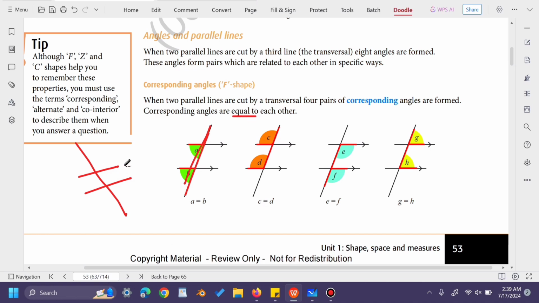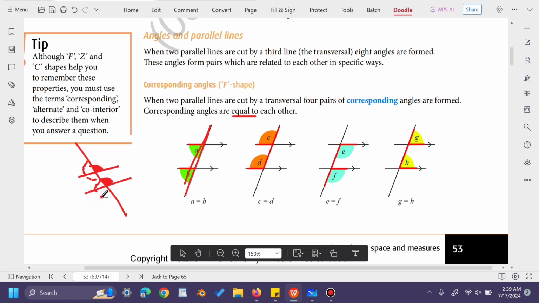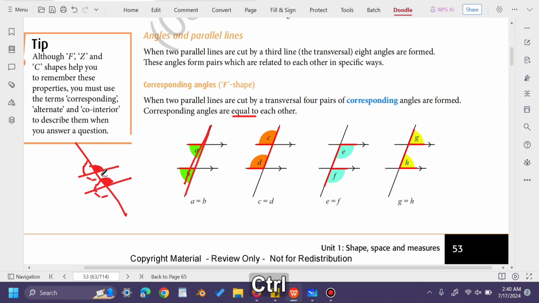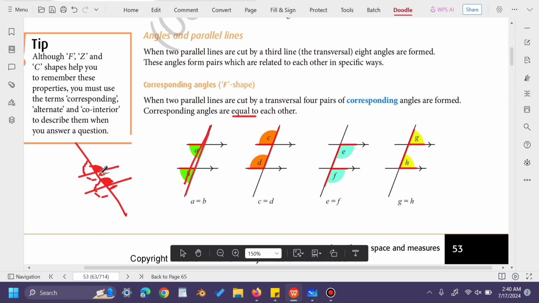For example, in this one, this side of angle will be the same as this side of angle, and this side of angle will be equal to this side of angle. Similarly, if I draw something like this, this side of angle will be equal to this side of angle, and if I leave it as a line like this, both of them are equal.